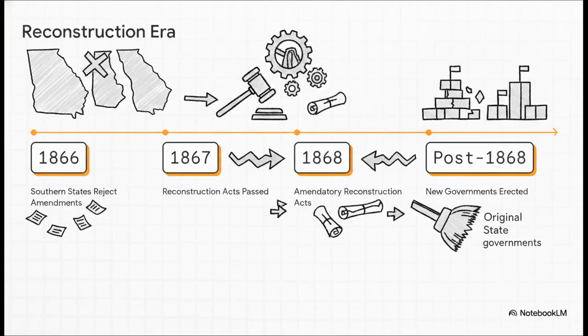Moving right along to Part 2, Reconstruction governments, and specifically restructuring by force. Take a look at this specific sequence of events outlined in the text. In late 1866, states like Georgia, North Carolina, and South Carolina, which, mind you, had valid existing constitutions, rejected the proposed constitutional amendments. Well, in response, Congress passed the Reconstruction Acts in 1867 and 1868. As a result, those original state governments were swept aside, and entirely new governments were erected in their place.